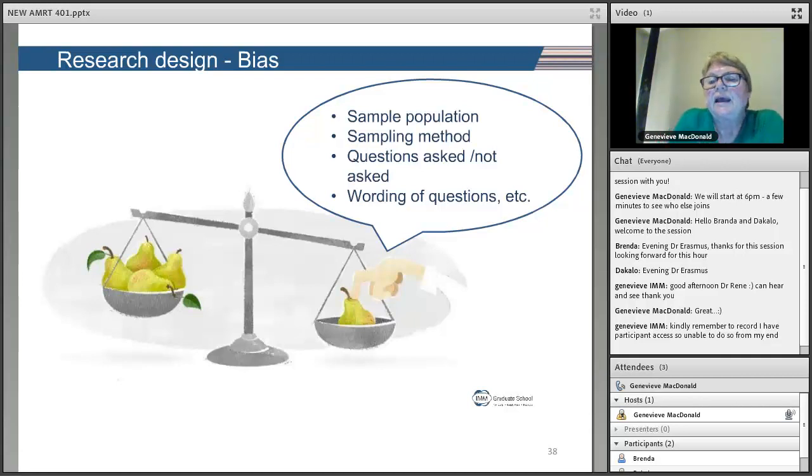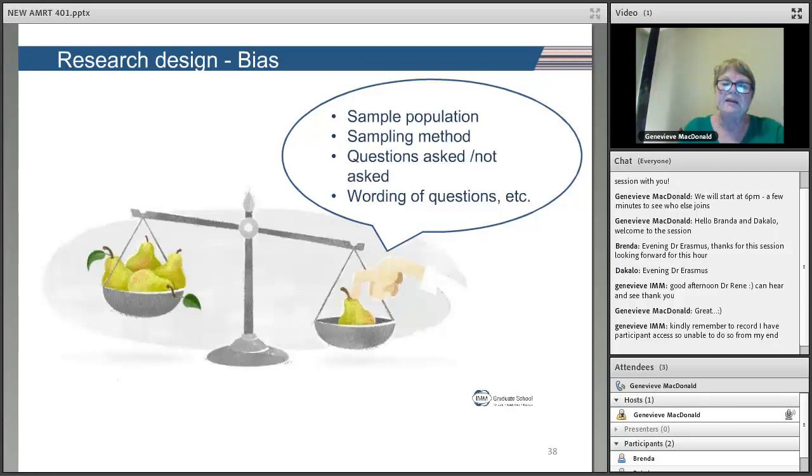Research design and the role of bias. Bias, because we're human. A researcher must take a lot of effort to try and remove personal bias from the research. So it depends on your sample population. Why did you identify that specific population? Why couldn't it be broader or smaller? Why did you choose that specific sampling method? So you have to motivate that.